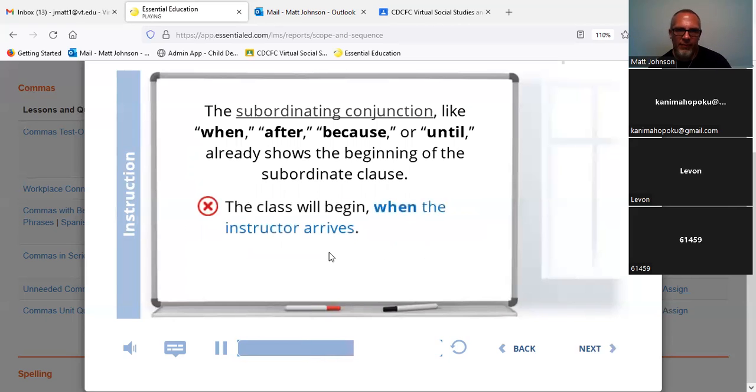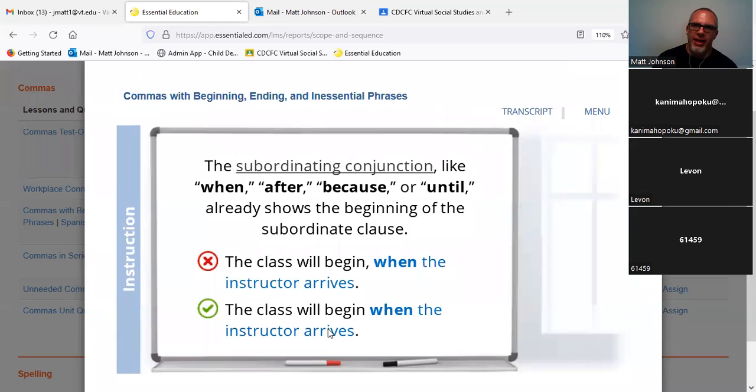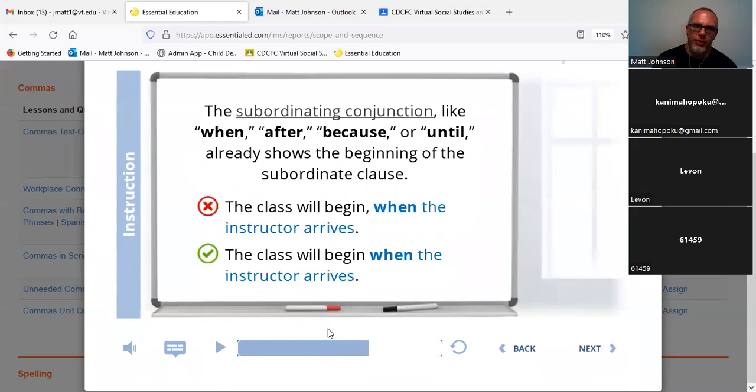So this sentence is not correct. The class will begin when the instructor arrives. It shouldn't have a comma. We got into that a little bit as well. So subordinating conjunctions at the beginning of a sentence are followed by a comma. If you end the sentence with the subordinating conjunction, it does not.